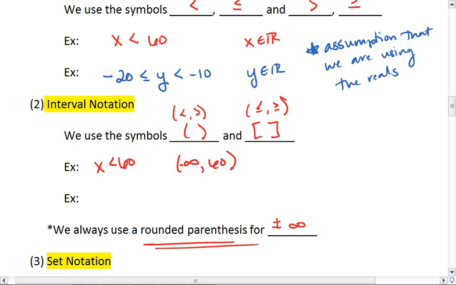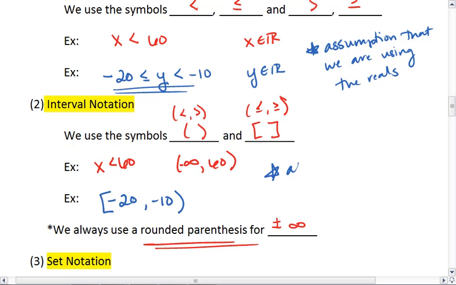Let's say we want something equivalent to what we saw up here with negative 20 is less than or equal to y is less than negative 10. Well, we're going from negative 20 to negative 10. We are going to include negative 20 in our set, so we'll use a square bracket. And we're not including negative 10, so we'll use that rounded parentheses.